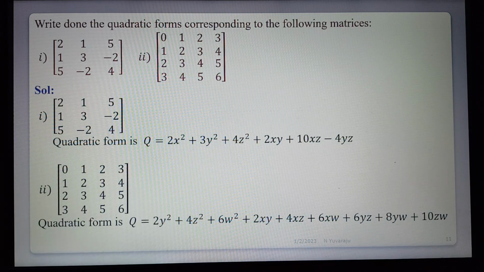Understood? This is the basic, simple form. Directly we can write matrix form to polynomial form, and polynomial to matrix form.